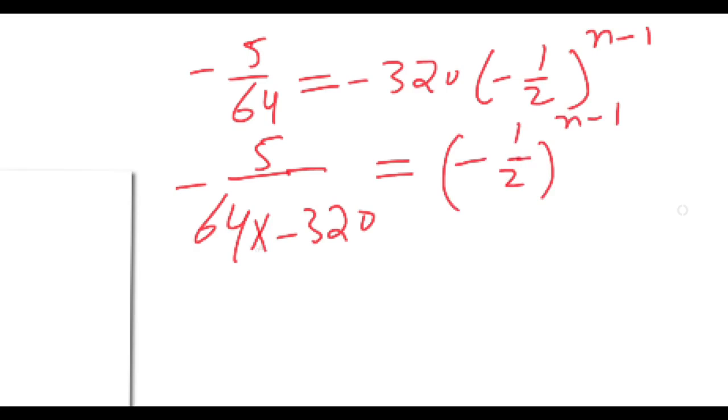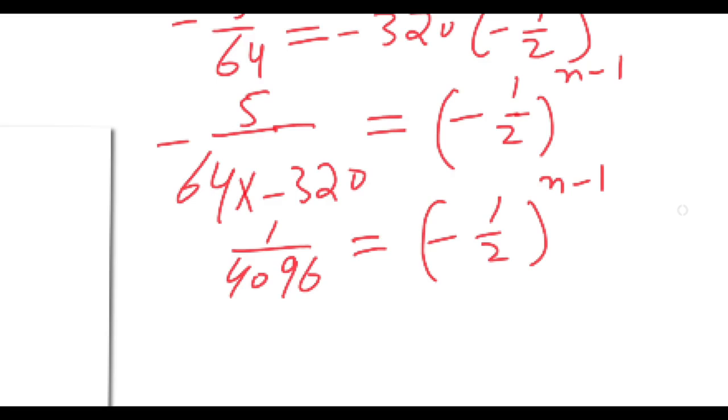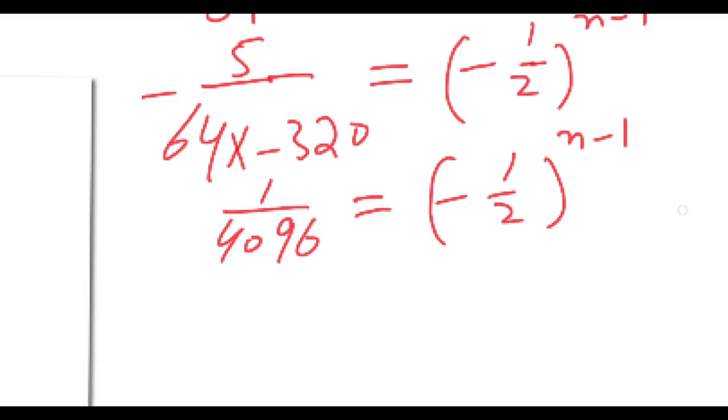n minus 1. So I use my calculator. The answer will be 1 over 4096 is equal to negative 1 over 2 to the power n minus 1. Now I can apply the exponent rule, or I can apply the logarithm to find the value of n. So I'm going to apply the logarithm. But I can't apply the logarithm because we got a negative number here. I need to get rid of the negative number, because the log you can only apply on a positive number. So I'm going to use the absolute value.